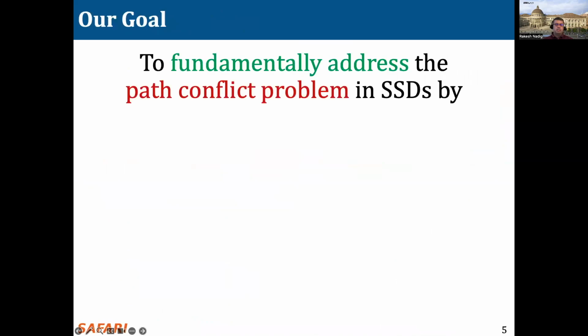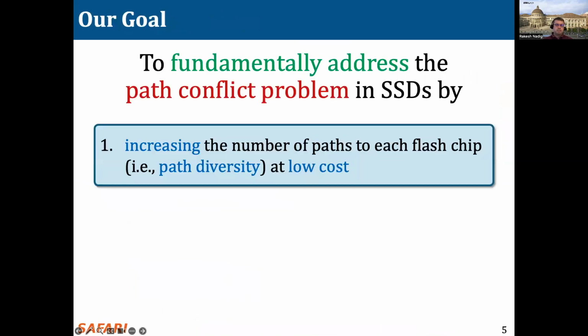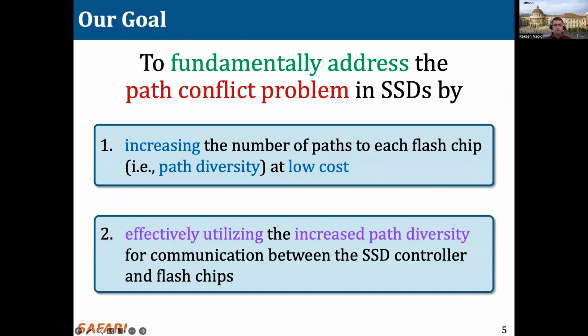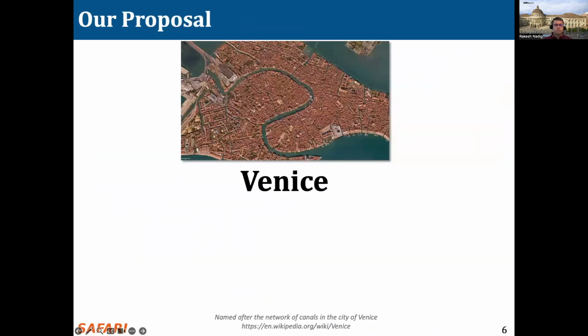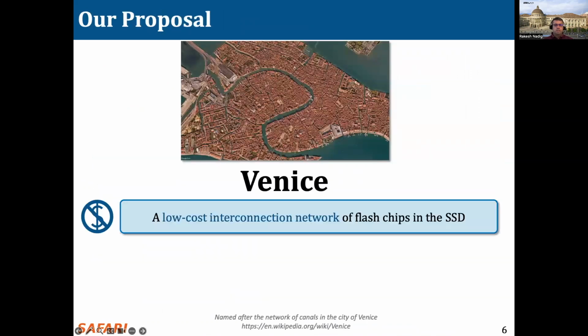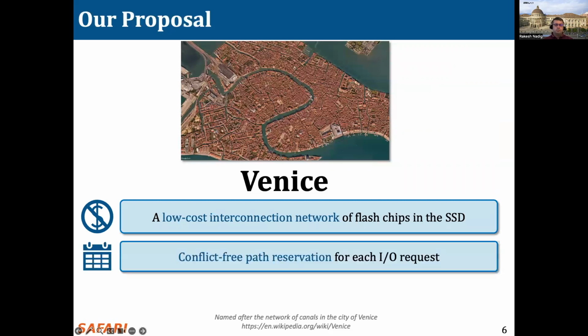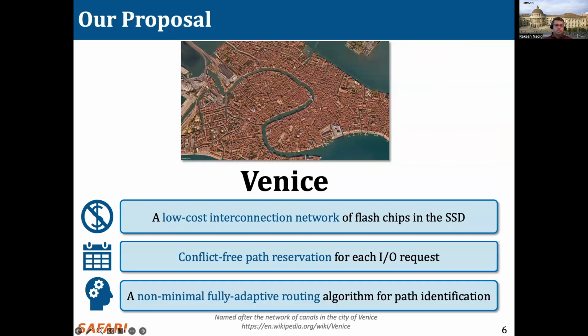Our goal is to fundamentally address the path conflict problem in SSDs by increasing the path diversity at low cost and effectively utilizing the increased path diversity for communication between the SSD controller and flash chips. To this end, we propose Venice. Venice has 3 key components: a low-cost interconnection network of flash chips in the SSD, conflict-free path reservation for each I/O request, and a non-minimal fully adaptive routing algorithm for path identification.